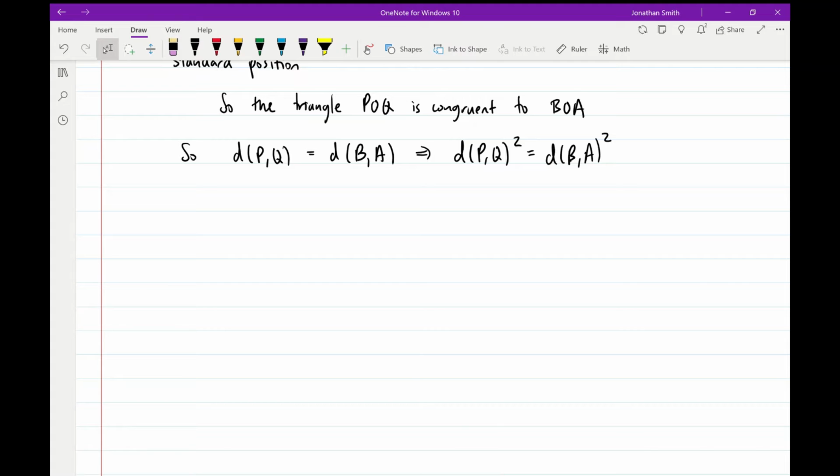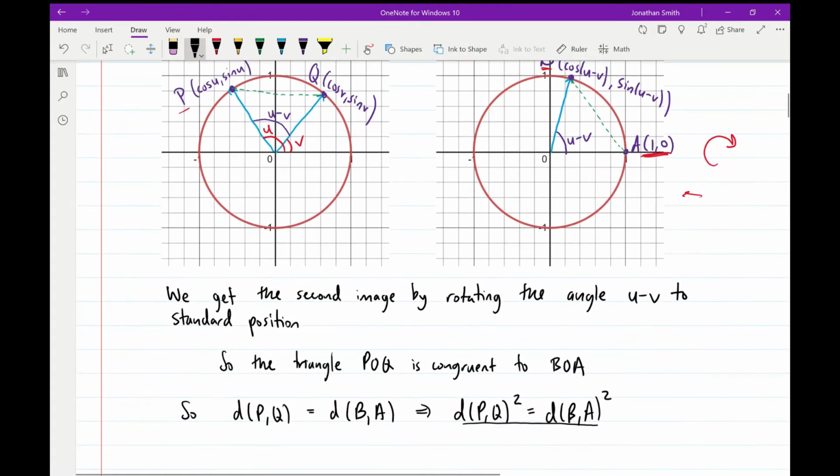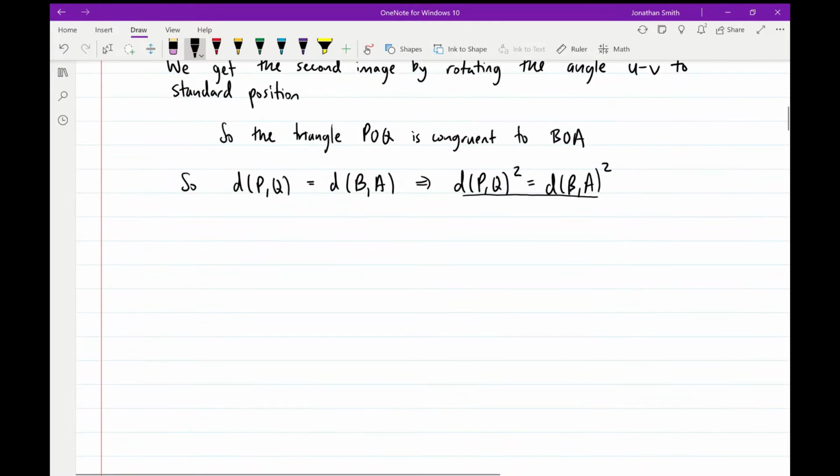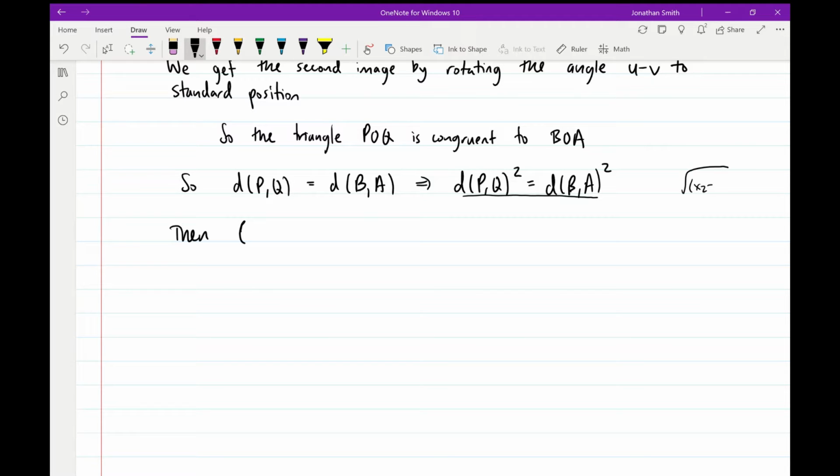But now let's take this formula on the right-hand side and rewrite this in terms of the coordinates of each of these points. So we're going to get a bunch of complicated stuff with cosines and sines. The distance formula looks like the square root of (x2 minus x1) squared plus (y2 minus y1) squared. That's how we get the distance between two points. And in this case, the x2, x1, y2, y1 are going to be cosine and sine in terms of u and v in various ways.